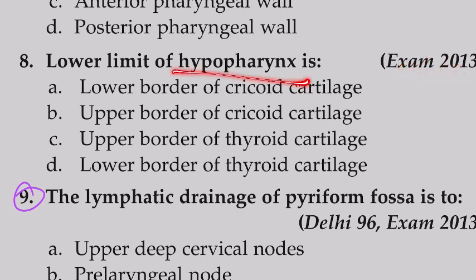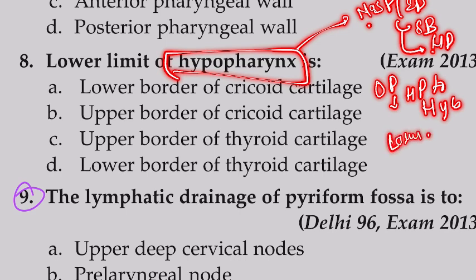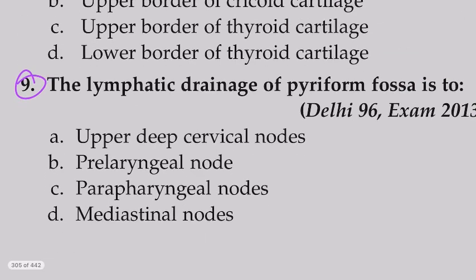Talking about the regions of the pharynx: one is the nasopharynx or epipharynx, from skull base to hard palate. Another is the oropharynx, which extends from the hard palate to the hyoid bone. And the last one is the laryngopharynx or hypopharynx, which extends from the hyoid bone to the lower border of the cricoid cartilage. These are the divisions of the pharynx and the vertebral levels.